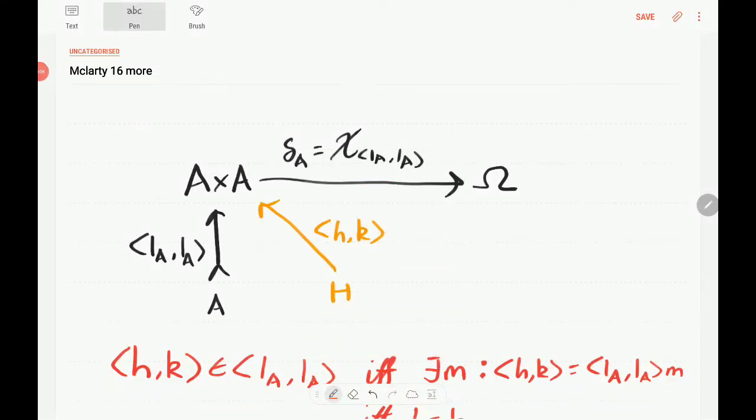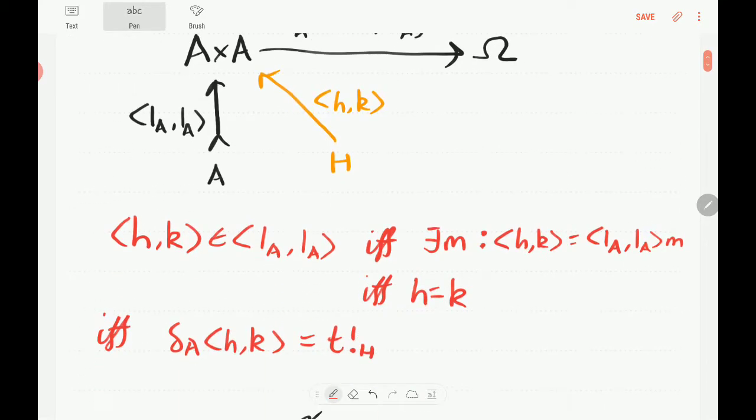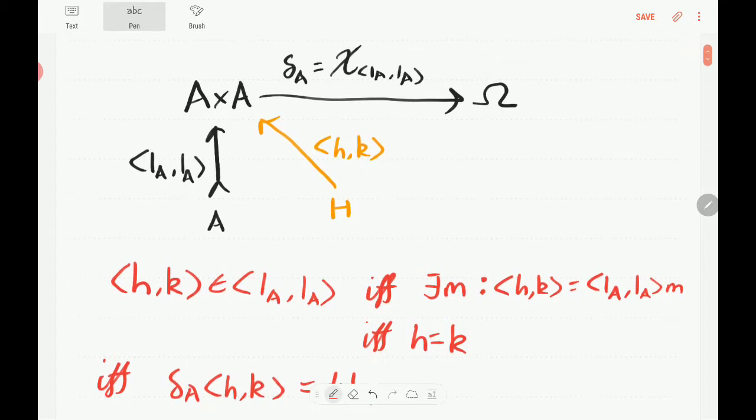Okay, so there's yet more fairly new concepts flying in, which are going to become of use when we talk more about co-products. So remember this idea of delta A being the classifying arrow of this diagonal arrow, 1A, 1A. So this, of course, has the property that delta A after H, K sends everything to true if and only if H equals K for any pair of arrows H and K from some object capital H to A.